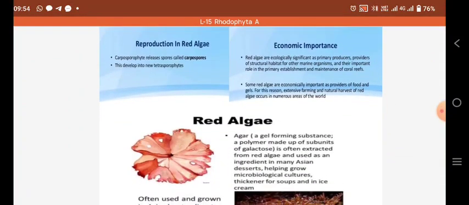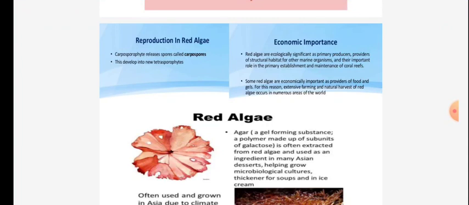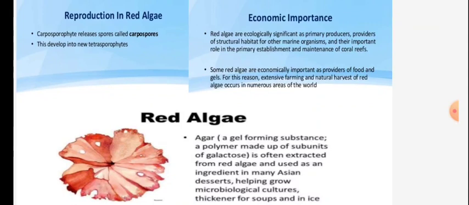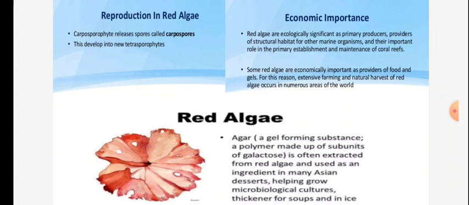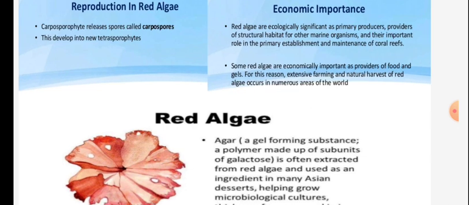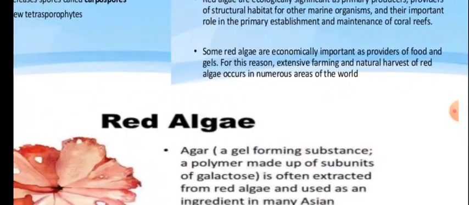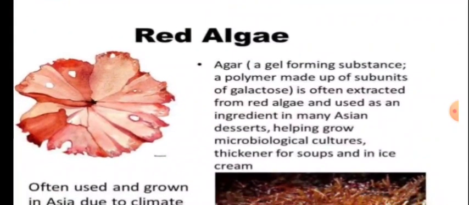Then secondly, in reproduction of algae, the carposporophyte releases spores called carpospores, and they develop into new tetrasporophyte. In economic importance, significance, the primary producers, mainly the marine forms, are there. So coral reefs is one economic benefit, and secondly there are the importance of red algae. They are mostly harvested from the ocean, and it is a major source.